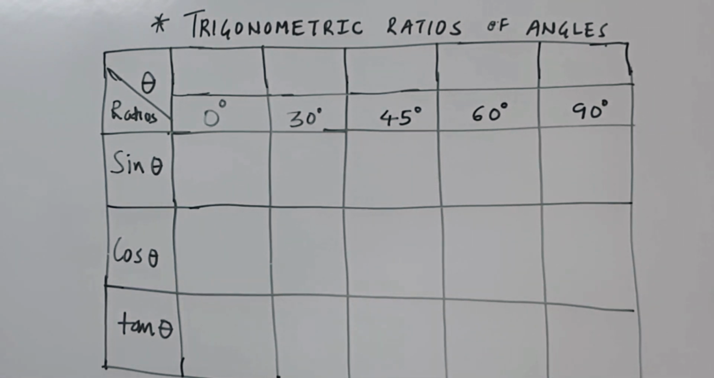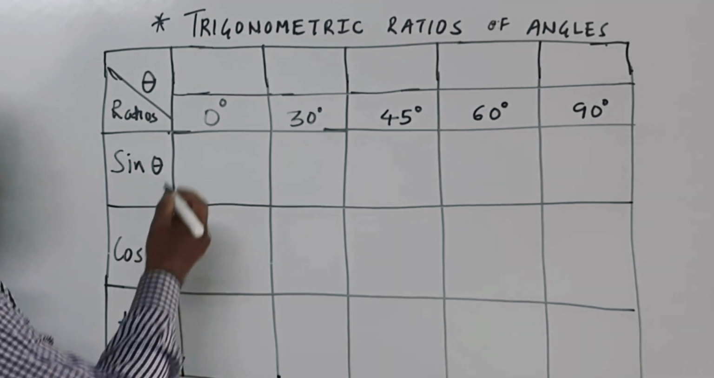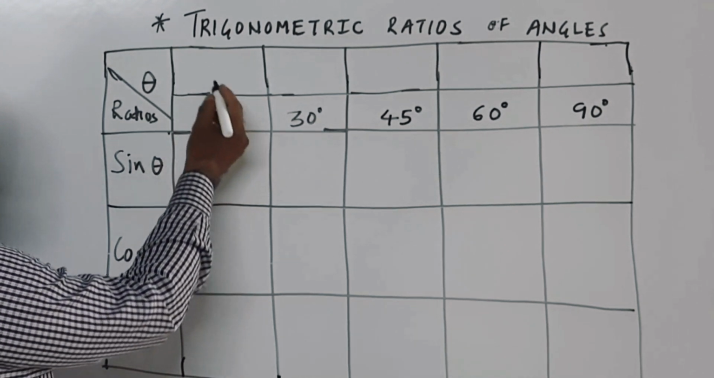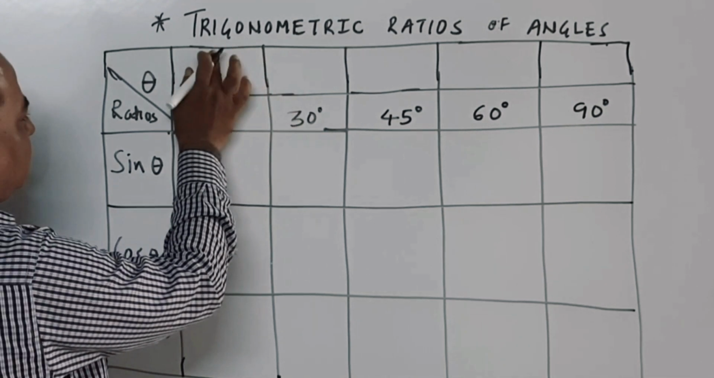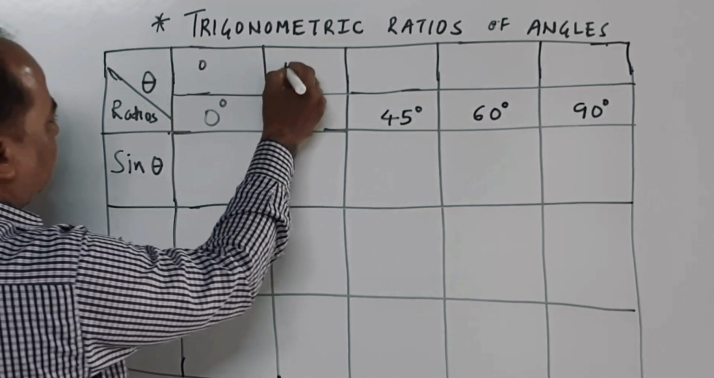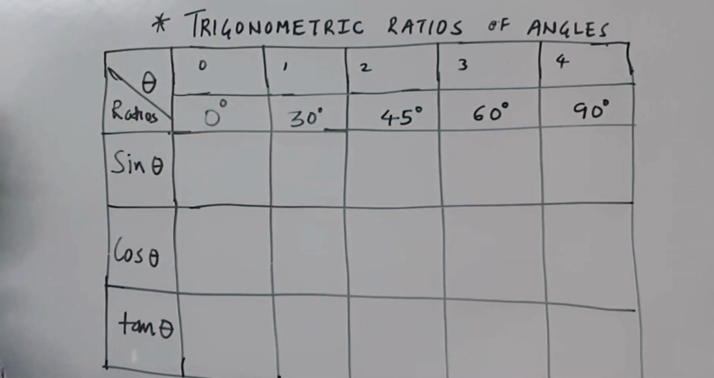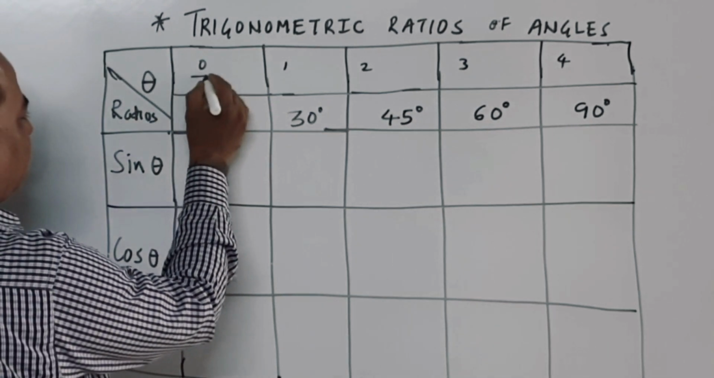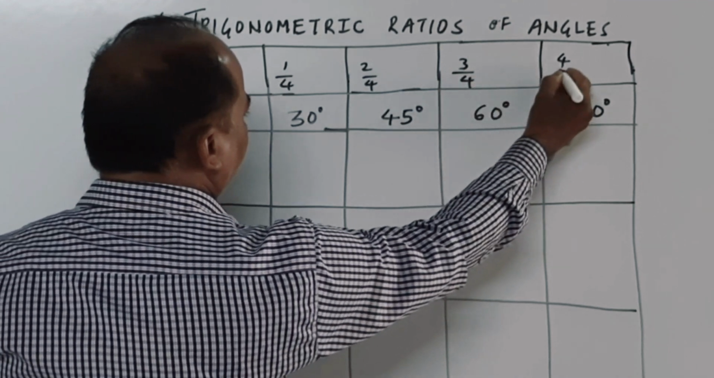Before we solve question number second, we'll learn how to find trigonometric ratios of angles sin theta, cos theta and tan theta, that is 0 degree, 30 degree, 45, 60 and 90. So first, give the numbering from 0, 0, 1, 2, 3 and 4. Divide each number by 4. Dividing each number by 4.